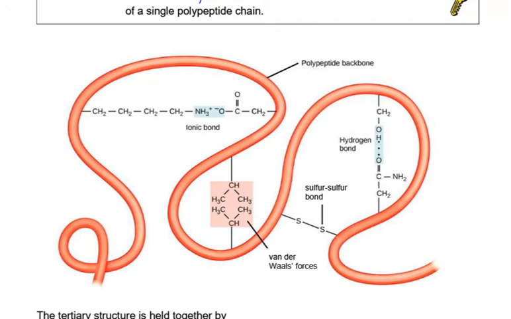In the middle of the diagram there's a picture of two non-polar amino acid side chains, and they're forming van der Waals forces between the methyl groups. To the right, the sulfur-sulfur bond is formed by two cysteine residues that have side chains that have reacted together. And then finally, on the right hand side of the diagram you have two amino acid side chains that have formed a hydrogen bond.